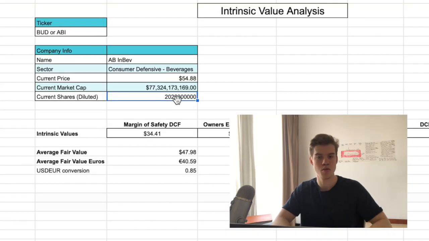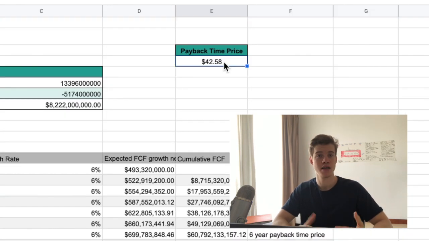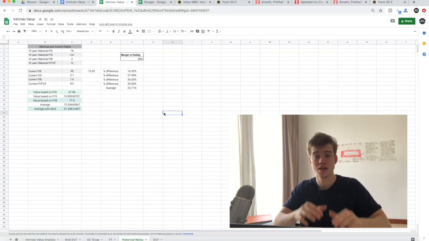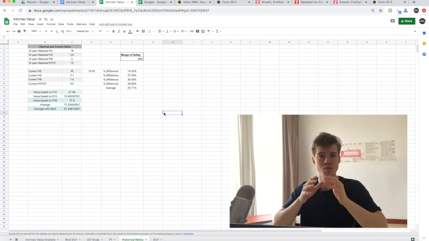This is the number of shares that AB InBev has. So we take this number, we divide it by the number of shares, and we get a potential price that could be used as a fair value for AB InBev based on their future cash flows. And so the last method I'm going to discuss today is the historical ratios method. It's quite simple and intuitive.